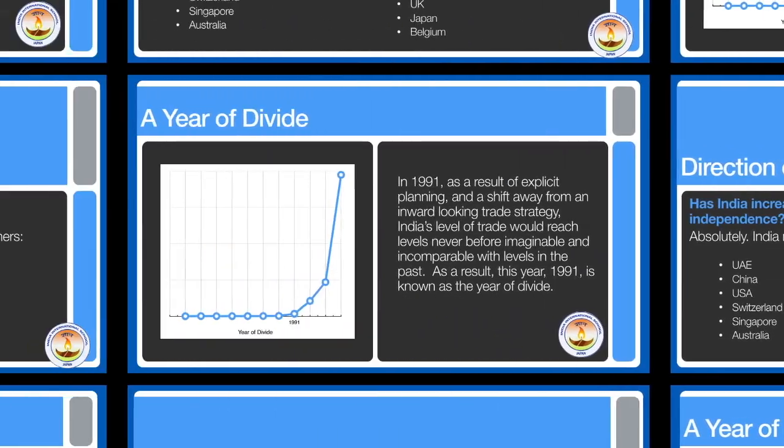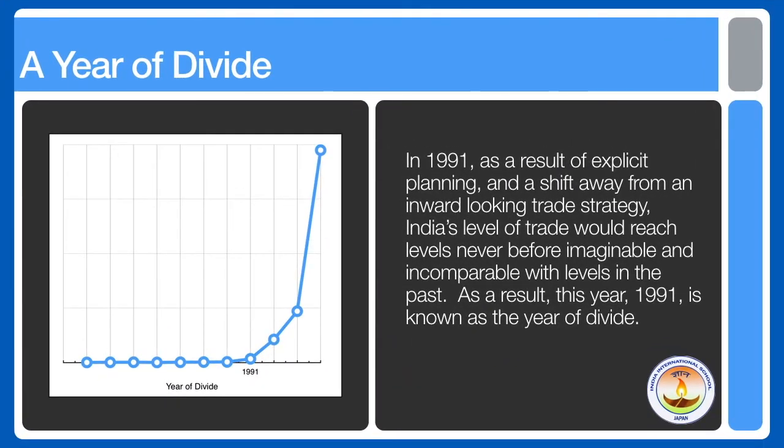Now, one of the points that was mentioned in this textbook that's very important for you to have a clear understanding of is a year of divide. A year of divide, as mentioned in this book, was only after 1990, so basically starting with 1991. And that means from 1991 onward, if we take a look at the total trade of India, we can see that is the inflection point, or the point at which trade took a turn for the better and increased rapidly.